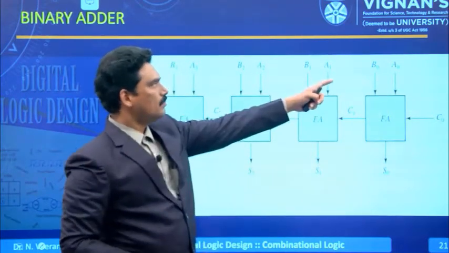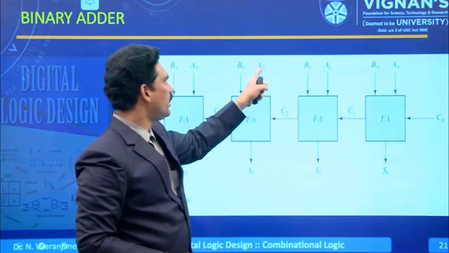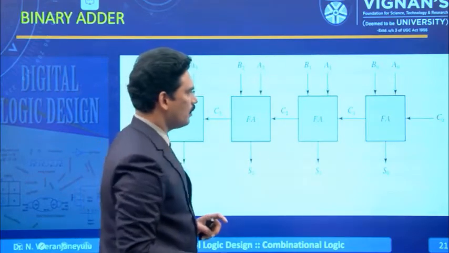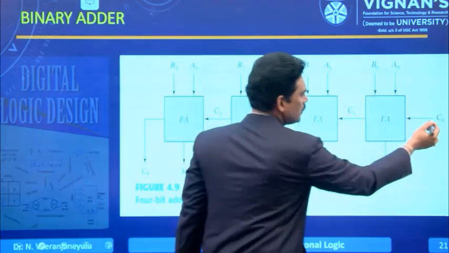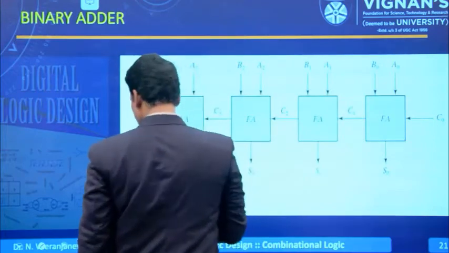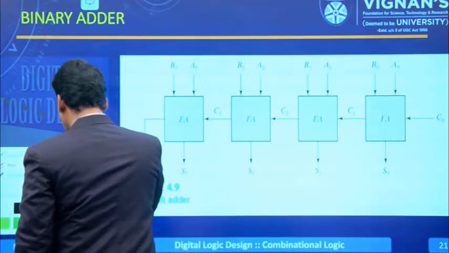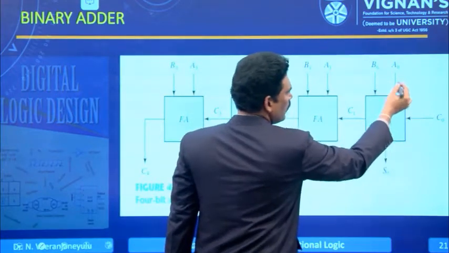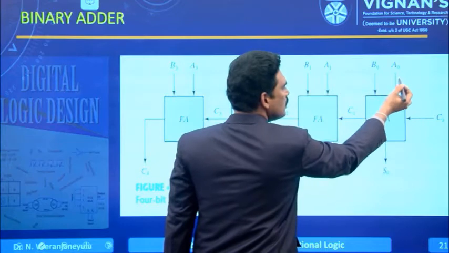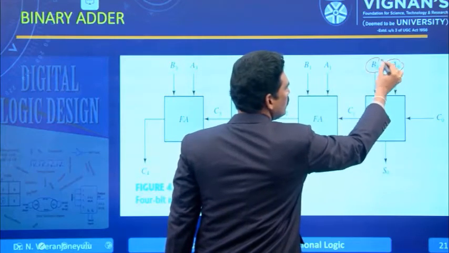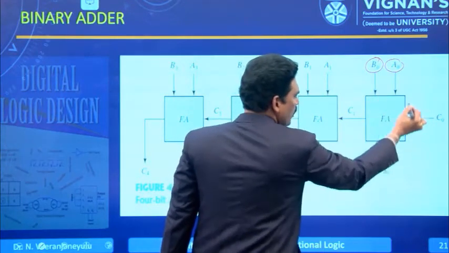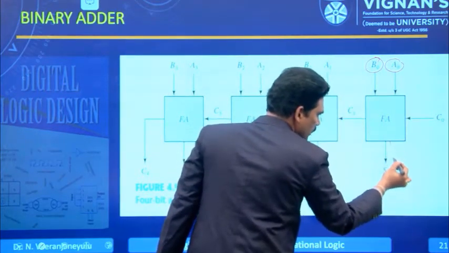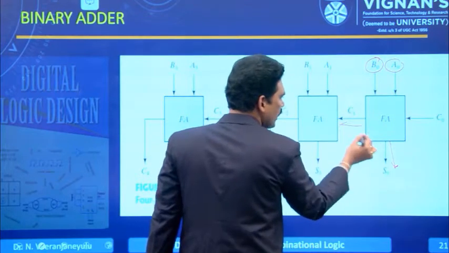So A0, B0, A1, B1, A2, B2, A3, B3. We are using full adders. See here, this is carry. Initially that carry is 0 only. This is C0. And this is the first full adder. It takes A0, B0 and C0, and performs addition operation. It gives the sum, and if any carry is there, it passes the carry to the next full adder.